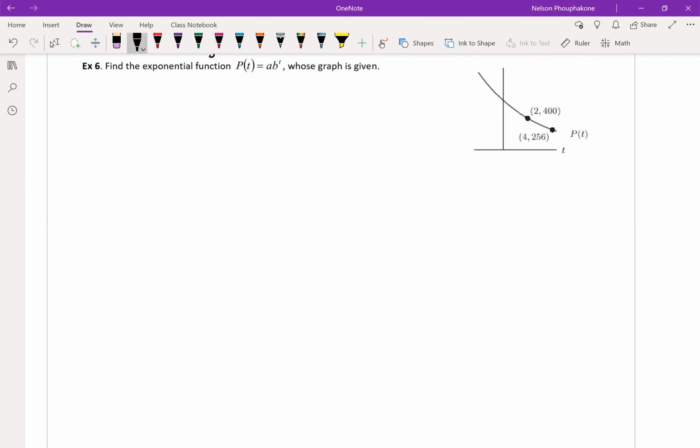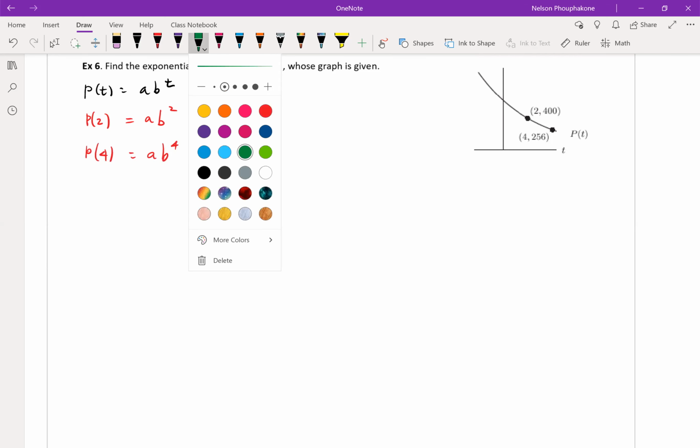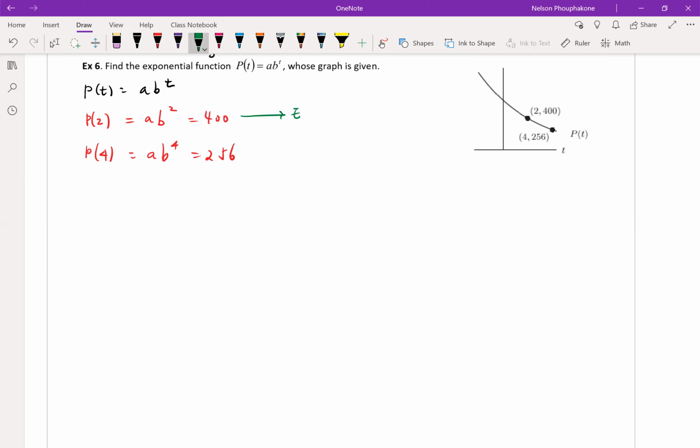Okay, so then first I have p of t is ab to the t. And then now you could use a point, p of 2. The output is 400, right? It is a times b squared equal to 400. And then the next point is 4 and 256. So we have p of 4 is a times b to the 4 is 256. And of course, this is E1, this is E2, right? Equation number 1 and equation number 2.